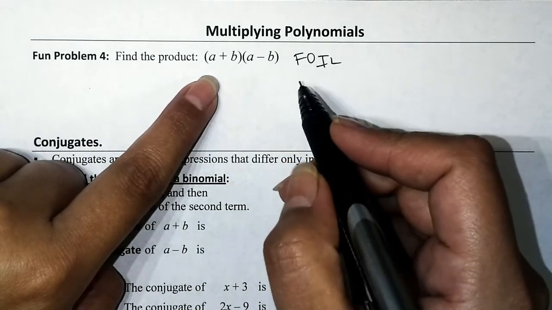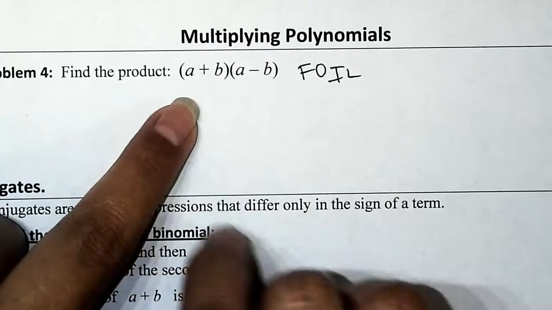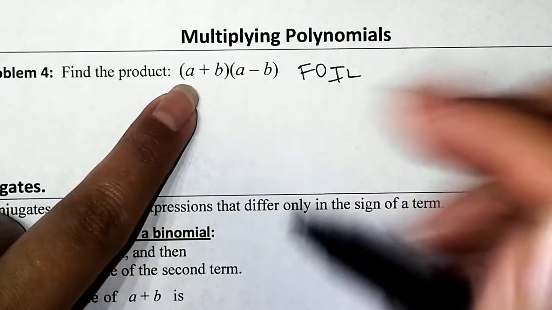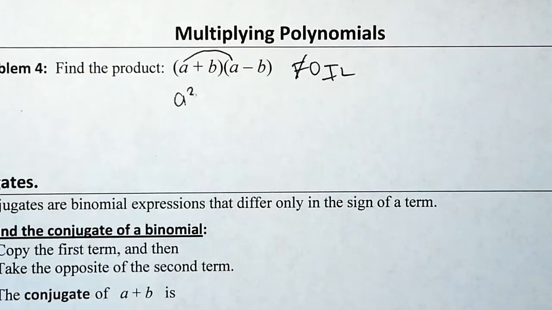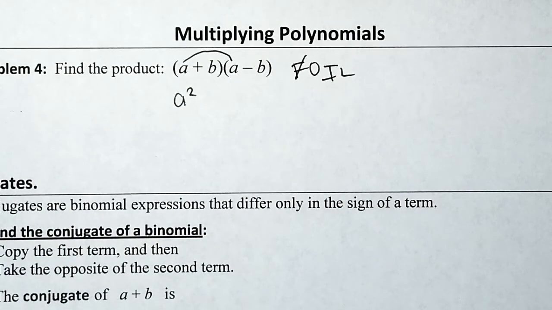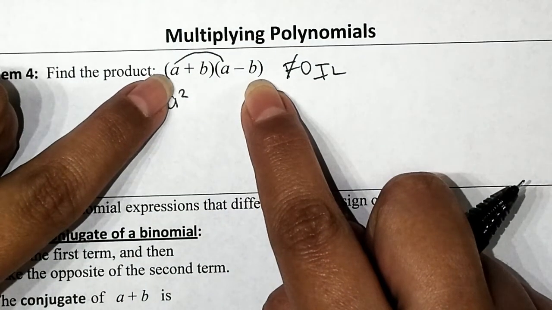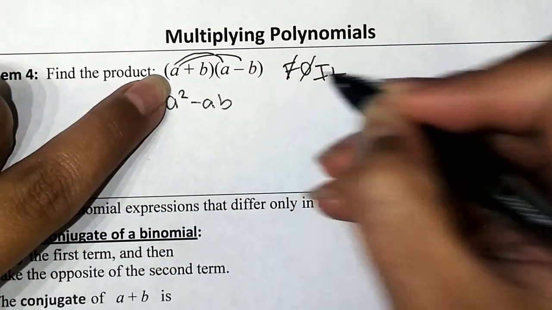So F, product of the first terms. Let's take the first term in the first binomial, identify the first term in the other binomial, and then take their product. Product of the first terms gives us A squared. Yeah, I was going to say if we were not going to use FOIL, but let's do this. O, product of the outer terms. Ignoring all the parentheses, identify the terms on the very outsides. Out times out. The product of the outer terms, namely A and negative B, gives us negative AB.